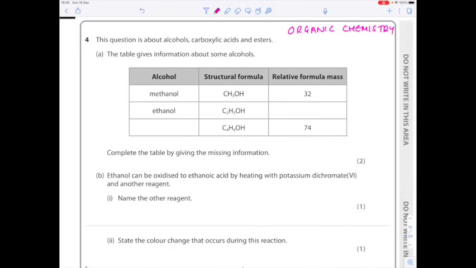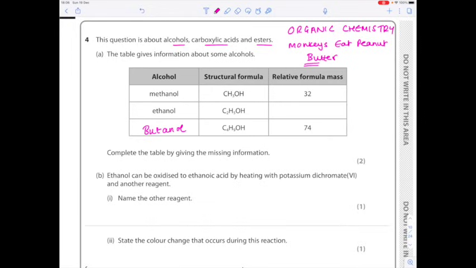This question is about alcohols, carboxylic acids and esters. The table gives information about some alcohols. Complete the table by giving the missing information. Right, so we've got C4H9OH. So remember, your mnemonic is monkeys eat peanut butter to help you remember the names. So we're dealing with the 4th one. So it starts with bute. It's butanol.